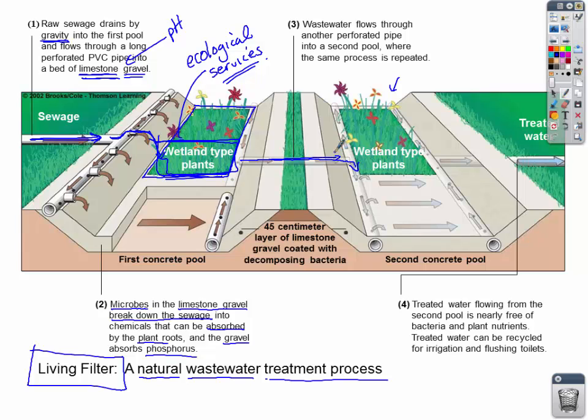All right, any wastewater will continue to flow through a second pipe into a second pool where the same process is repeated, and the treated water goes back out into the environment free of bacteria, nutrients, and that water can be even recycled for irrigation, back into the village to use in flushing toilets, or to use in cooking or cleaning, whatever. So this living filter is specifically designed using limestone gravel and decomposing bacteria to filter the water, to treat the wastewater. This is a system that can be used in a developing country.